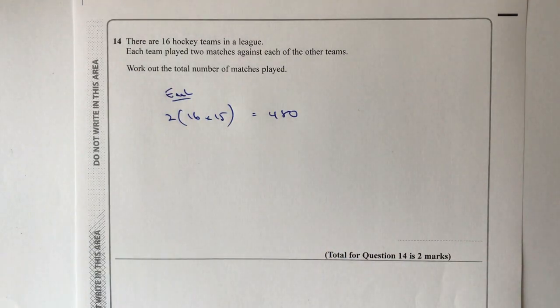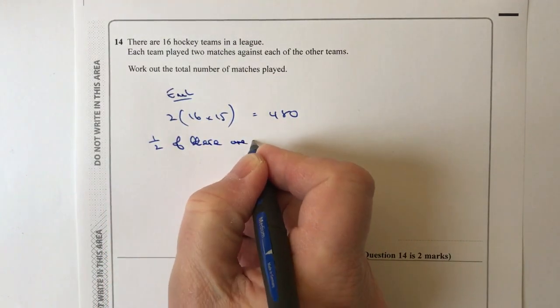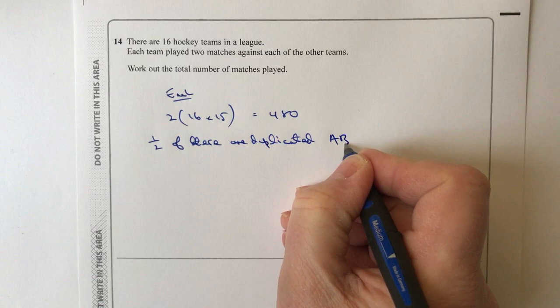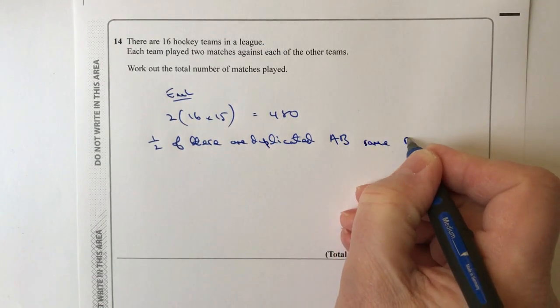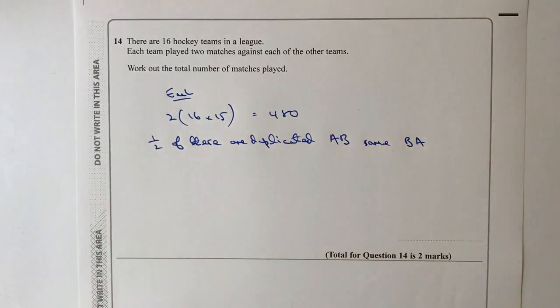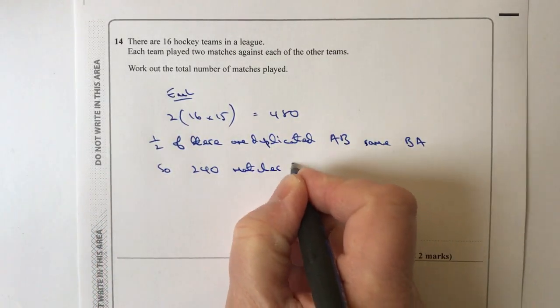On the surface that seems okay, but you've actually got to appreciate that half of them are duplicated. The reason they are duplicated is because if team A plays B, it's the same as B playing A. So actually we've got to halve it again. Our result of 480 means that it's going to be half of the total that we've got. So it will be 240 matches in total.